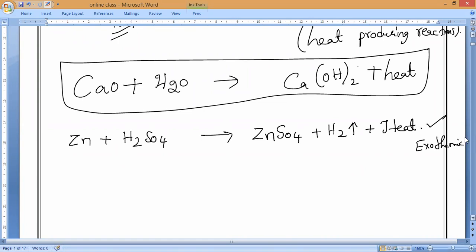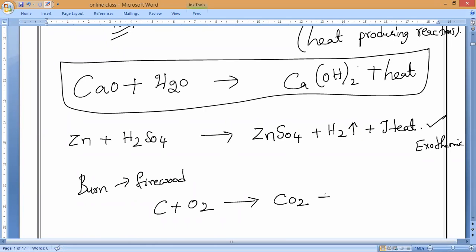Exothermic. Understand, Sai? Now, for example, let me take burning sticks, like firewood. Firewood, if you burn it, contains carbon. Yes or no, guys? So carbon burns in air. It will react with oxygen and produce carbon dioxide, plus it will produce a lot of heat. So a lot of heat means it is which reaction? Exothermic reaction.